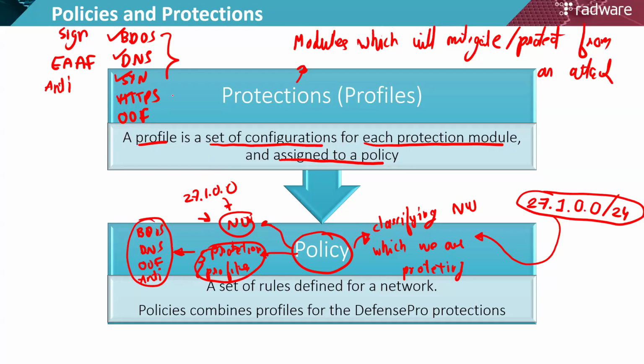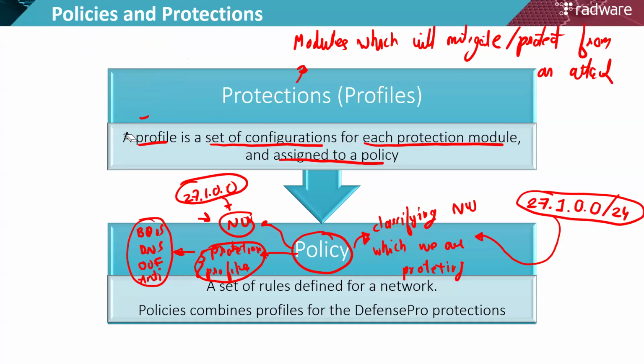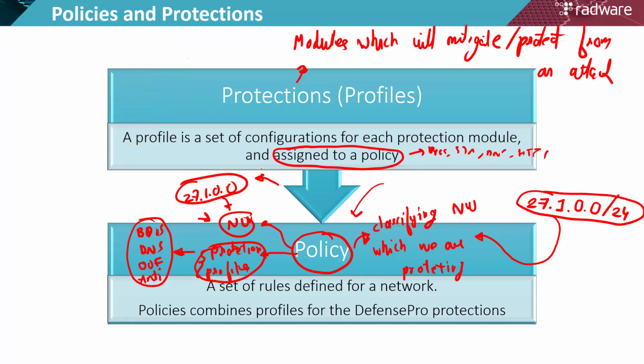You enable these and these will be your protection modules that will be used in order to protect this particular network against all the future attacks. So these are your protection profiles, and these protection profiles are associated with a policy. All the protection profiles that we have selected, BDOS, SYN, DNS, HTTPS, etc., would be assigned to this policy and it will be used to protect this network. So these are the two things that we need to know when it comes to protection policies and profiles.